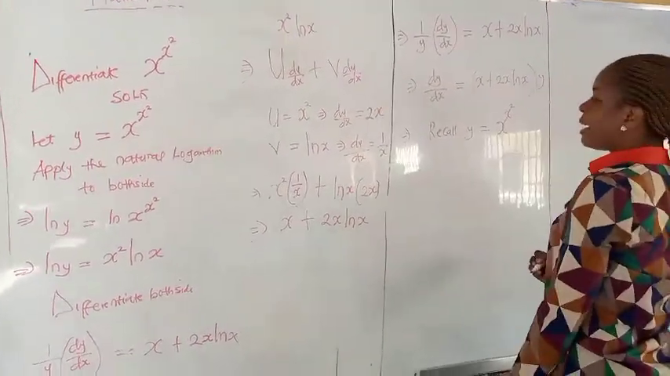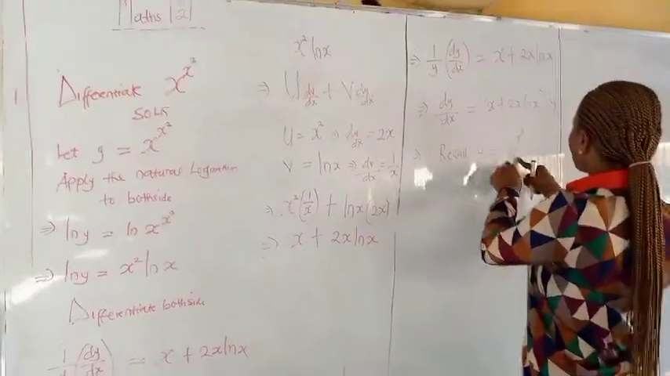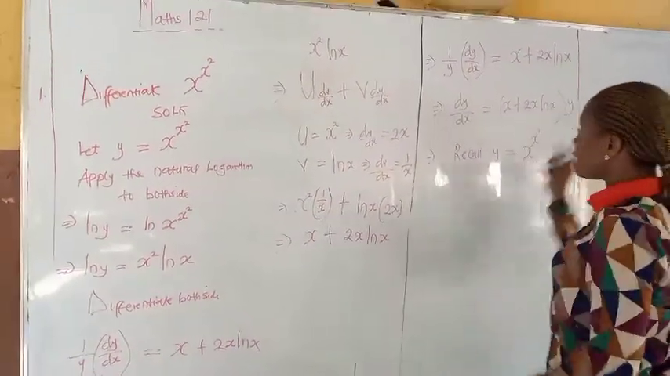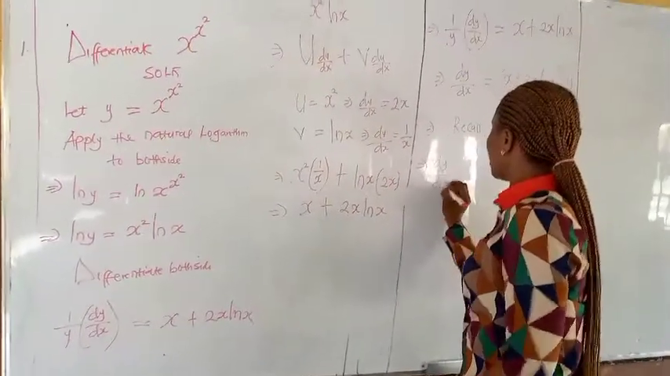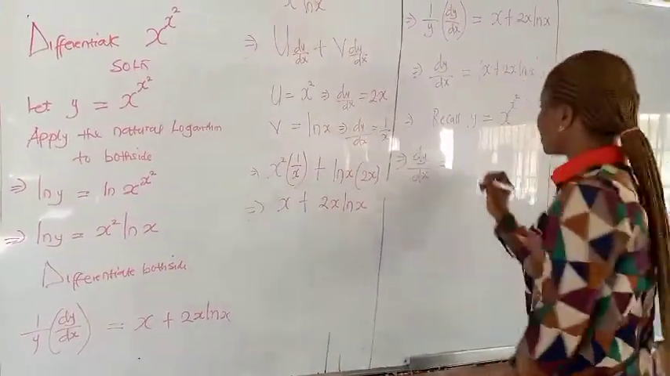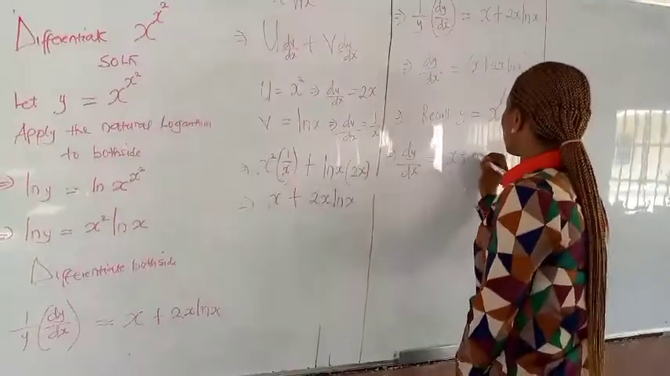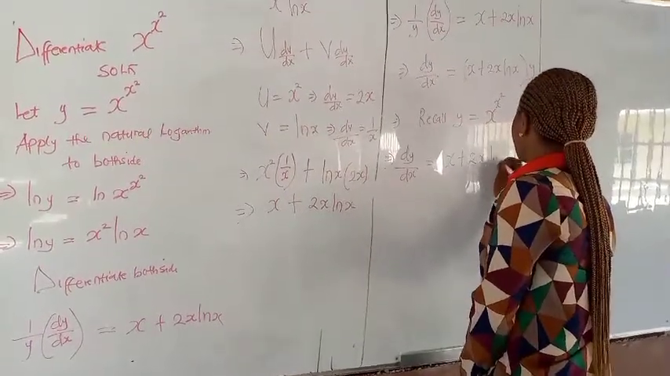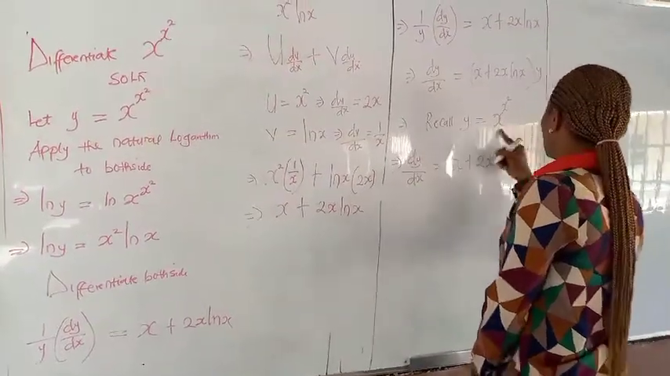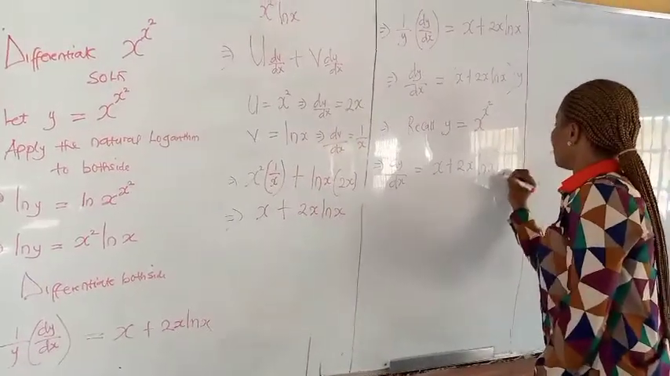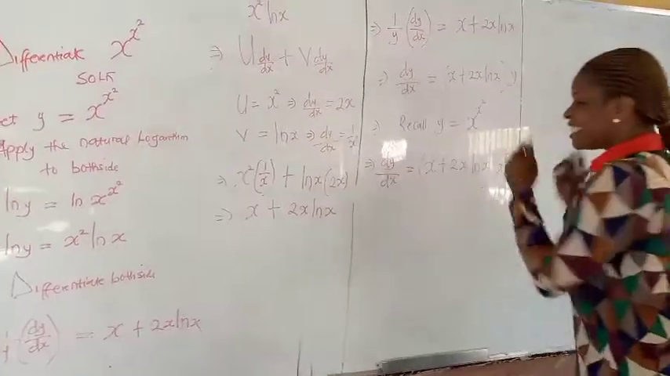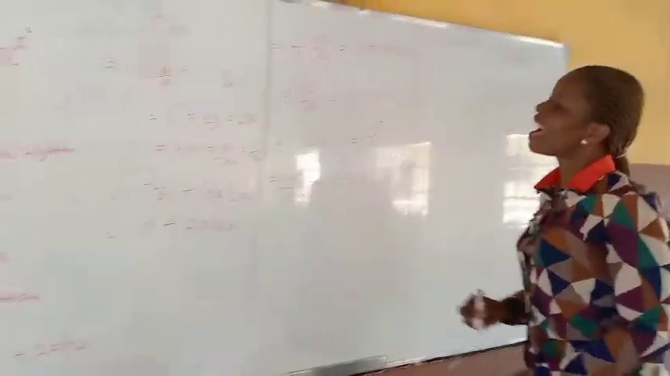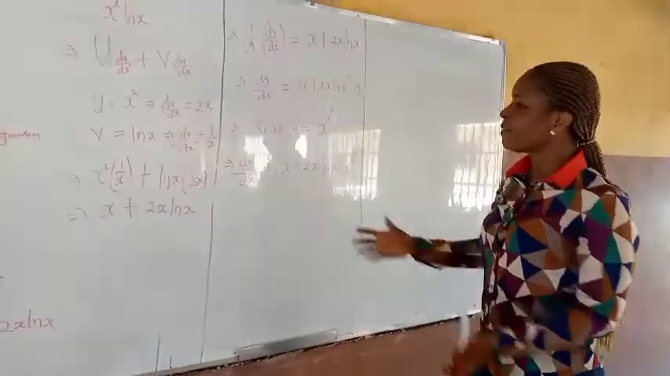Don't mind my handwriting. Recall that your y was this, so we are going to substitute this inside this equation, so that we have that my dy dx is what? Is x plus what? 2x ln x into what? y, x raised to the power of x squared. And this is your final solution.